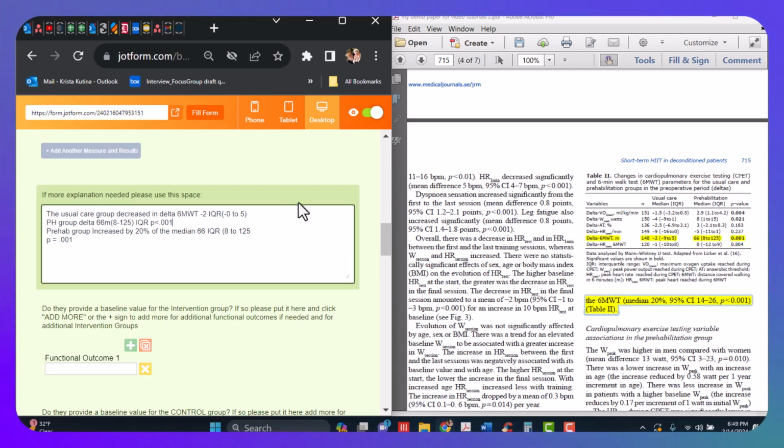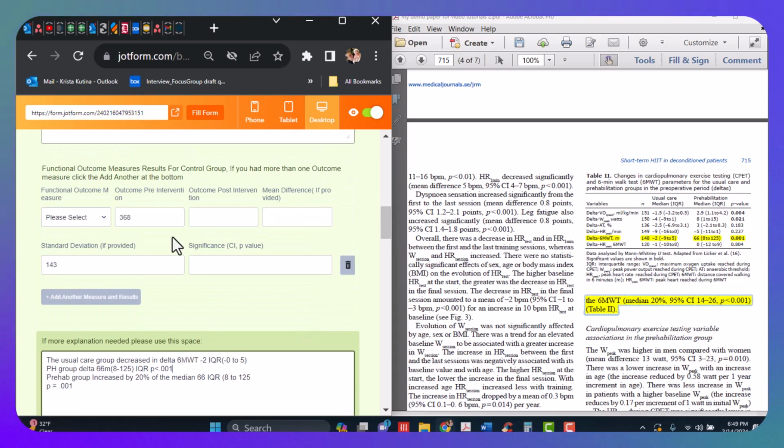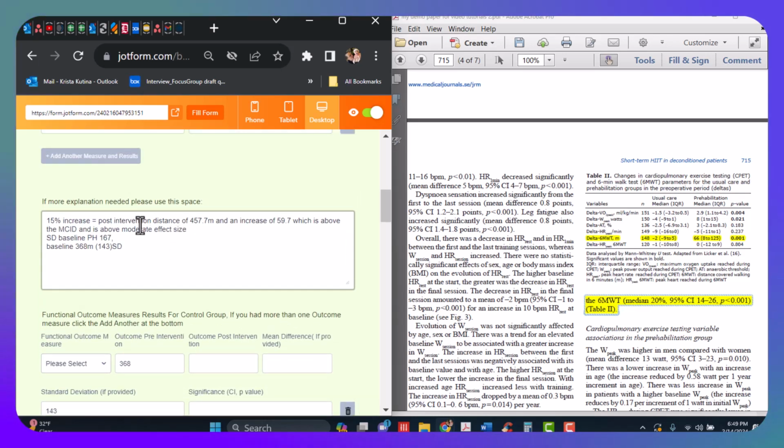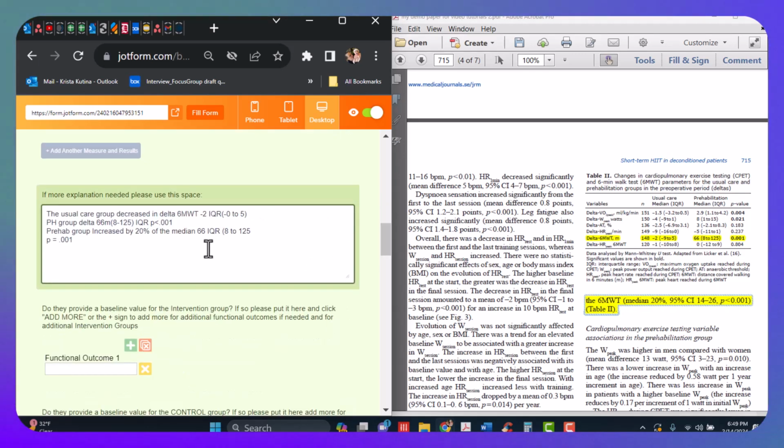But again, the fact that the change in the intervention group ended up being 59 meters, if I'm reading this correctly, that's a clinically significant change. That means that they are seeing improvements clinically. It's not just statistically, that's a clinical improvement. I wrote this down here, and you can write it that way too.